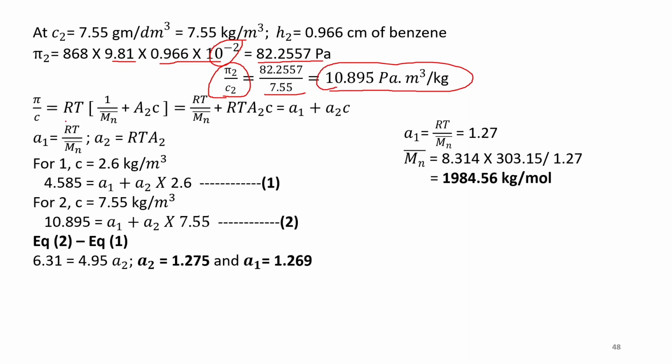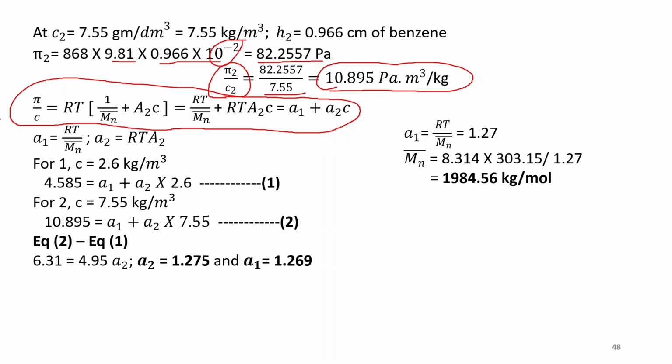Now we have pi 1 by C1 and pi 2 by C2, right? So we can put them into the equation, as we discussed, which relates the osmotic pressure to the number average molar mass: pi by C equals RT multiplied by 1 upon Mn plus A2, the second virial coefficient, multiplied by C. This is our equation.